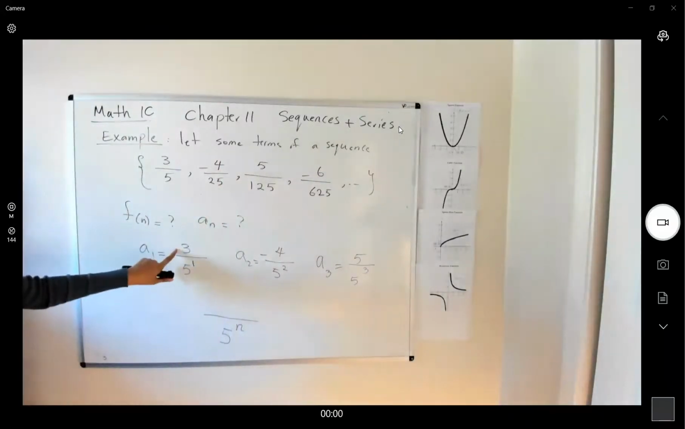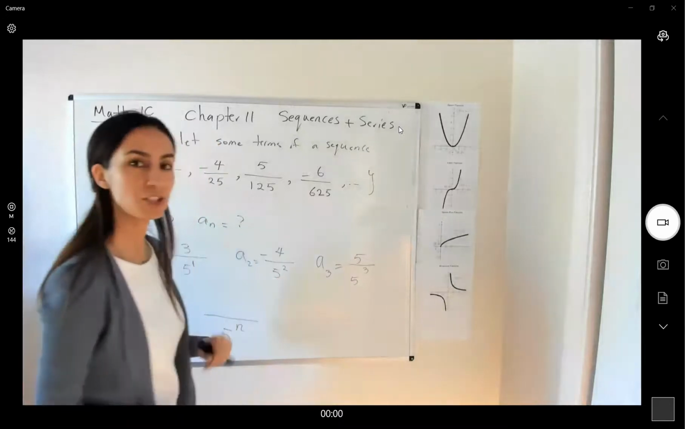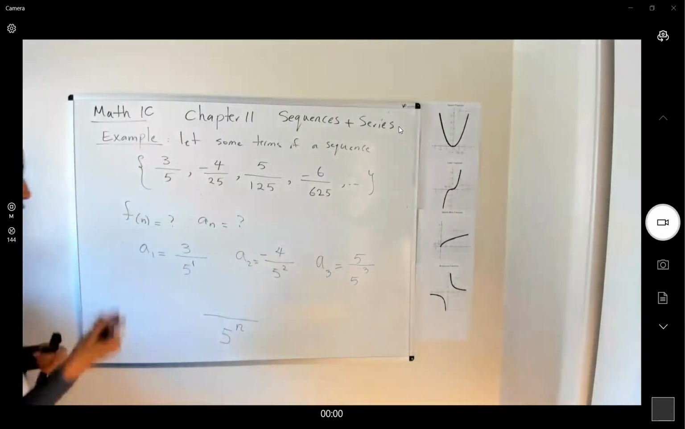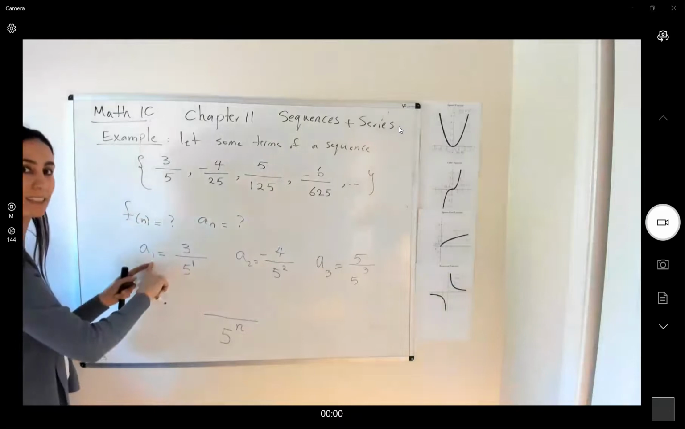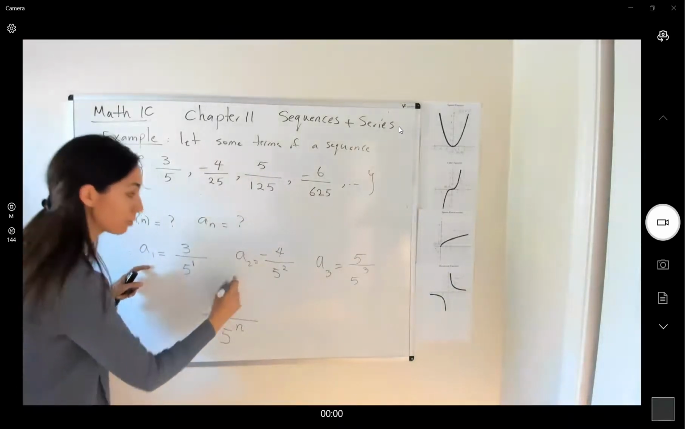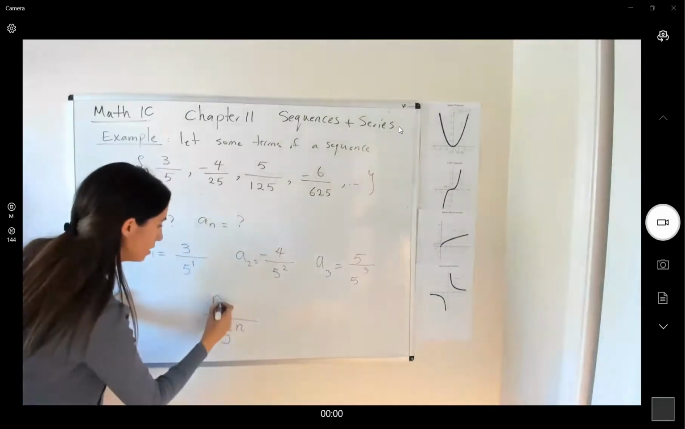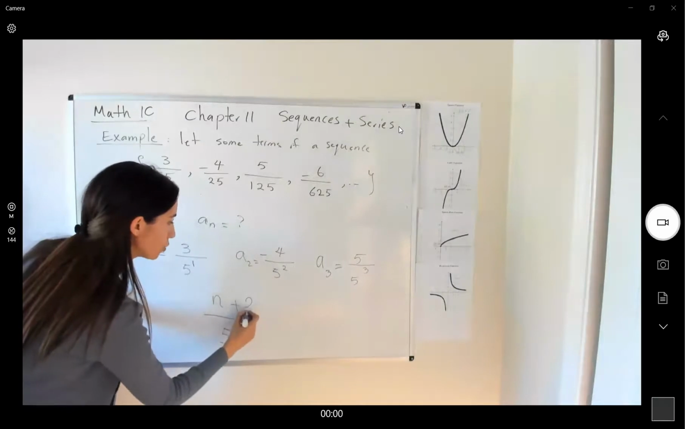So what is this? This is 1 plus 2. This is 2 plus 2. This is 3 plus 2, and so on. So you have the index plus 2, n plus 2.